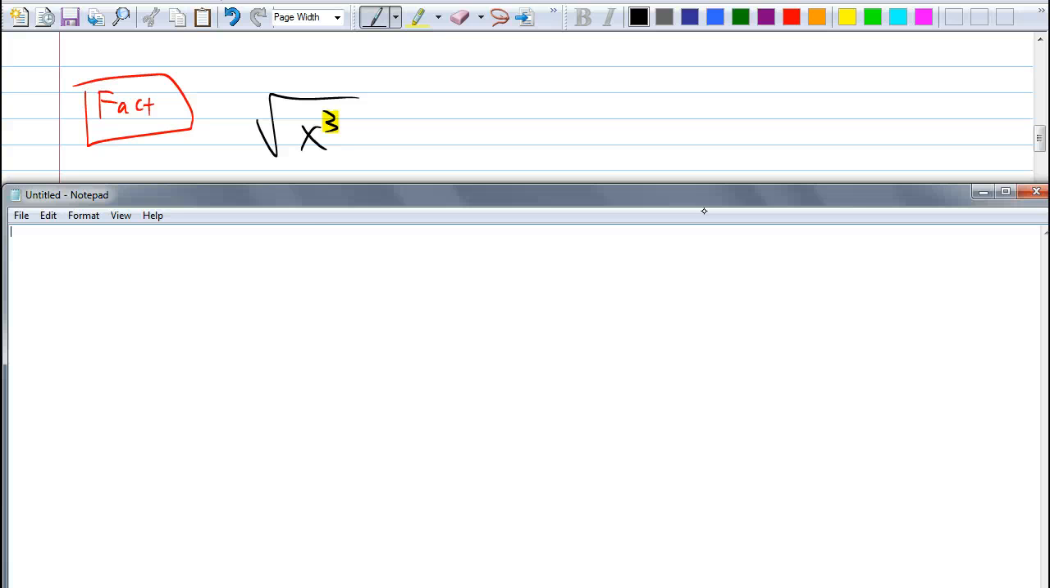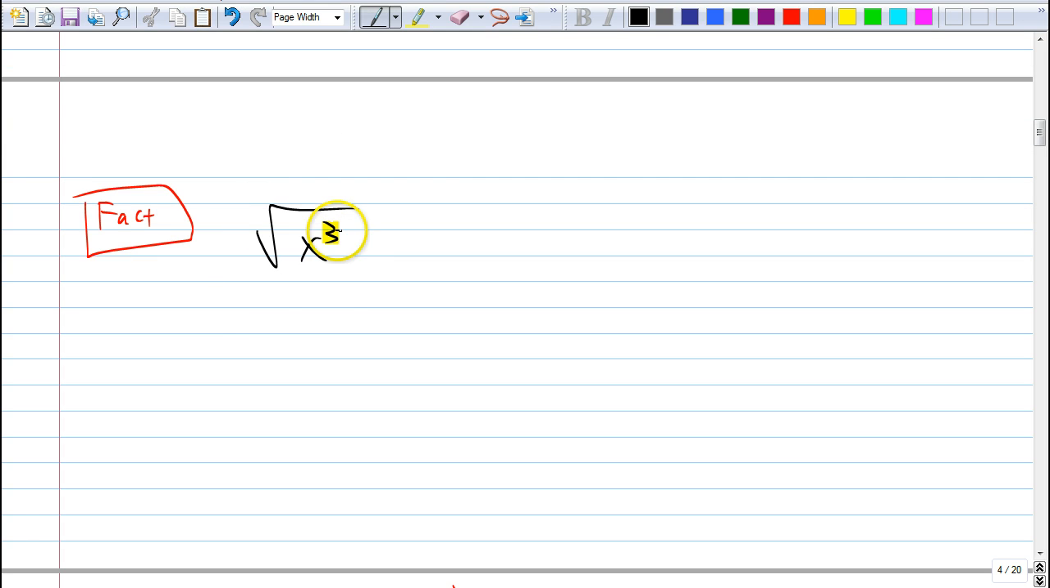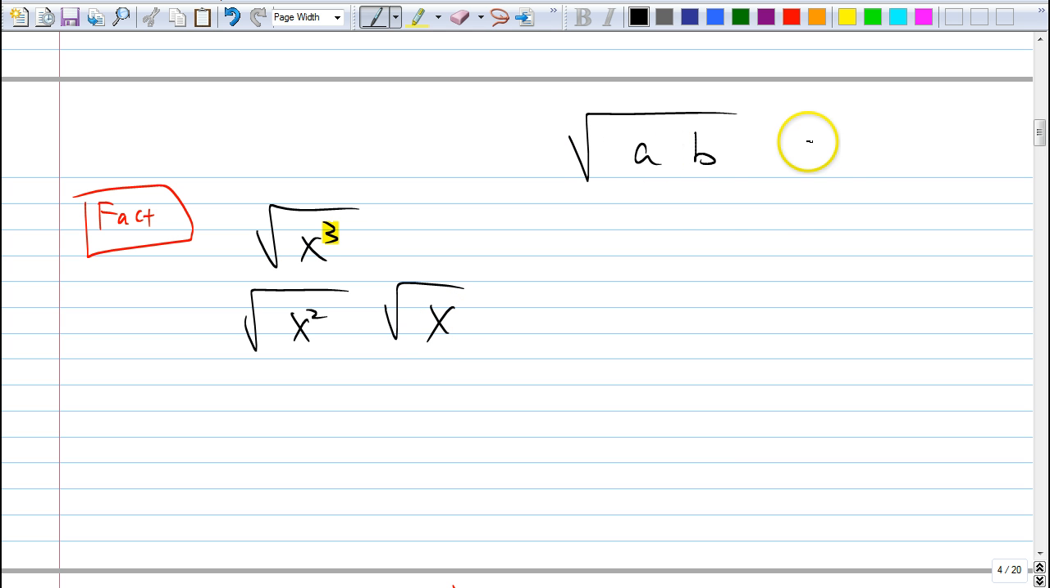Okay, first of all, let's write this down. Hold on. Would you agree that square root of x cubed isn't that same as square root of x squared times square root of x? Yeah. Is that okay? You guys remember the rule? If I have square root of ab, this is the same as what? Square root of a times square root of b. So since I have x to the third, could I write this as square root of x squared times square root of x? Yeah. Why do you think I did it this way?